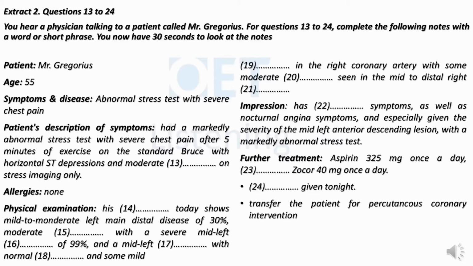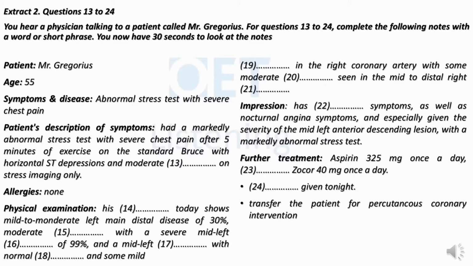55, doctor. Well, his cardiac catheterization today shows mild to moderate left main distal disease of 30%, moderate proximal left anterior descending coronary artery with a severe mid-left anterior descending coronary artery lesion of 99%, and a mid-left circumflex lesion of 80% with normal left ventricle function and some mild luminal irregularities in the right coronary artery with some moderate stenosis seen in the mid to distal right posterior descending artery. He shows rest anginal symptoms, as well as nocturnal angina symptoms, and especially given the severity of the mid-left anterior descending lesion with a markedly abnormal stress test.